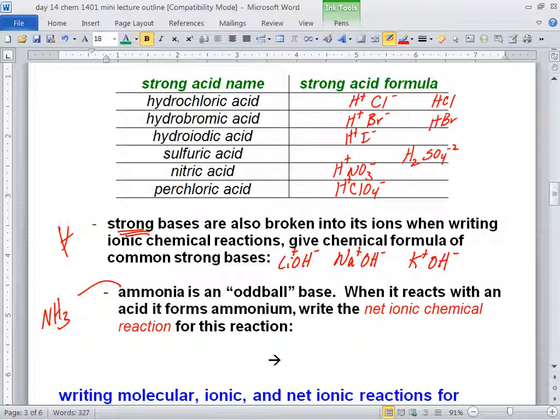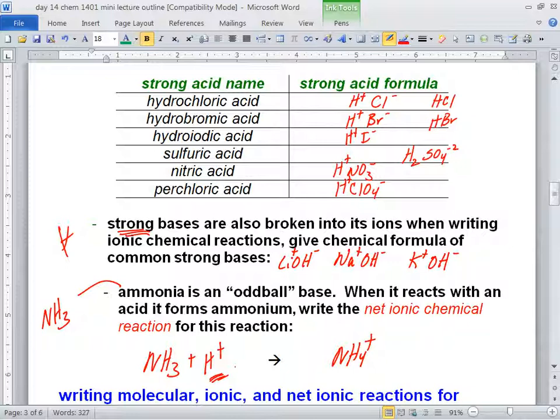So when it reacts with an acid, ammonia is an oddball base. It forms ammonium. So remember ammonium was NH4 plus. So we want NH3, see they're only differing by an H plus. So ammonia is a base. It sucks up an H plus, and this is from the acid.